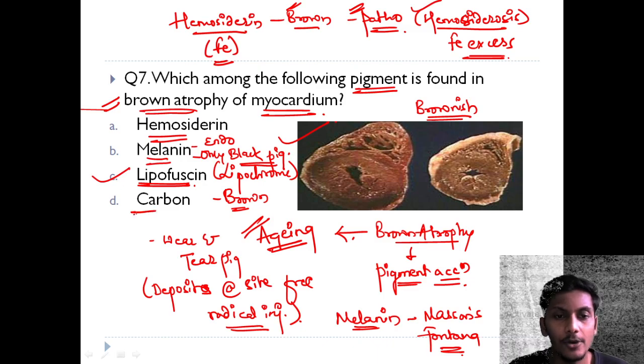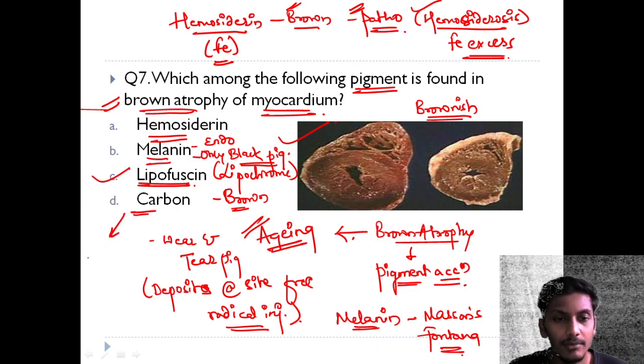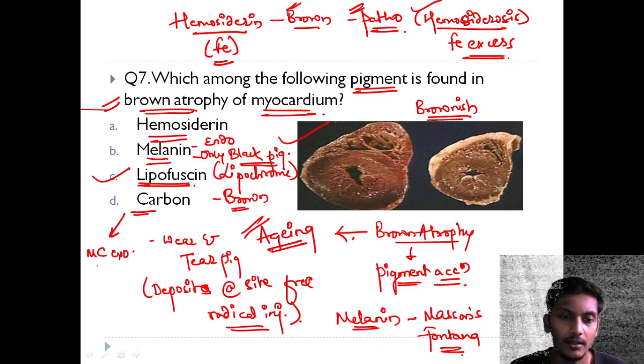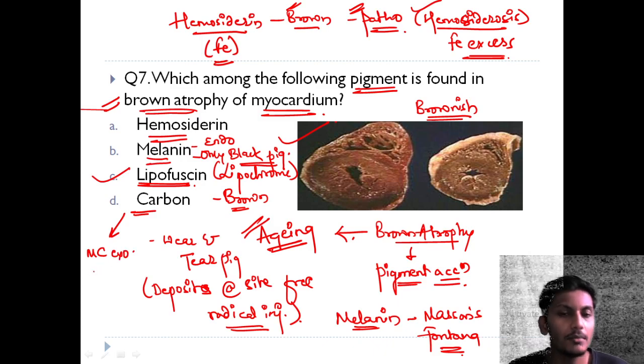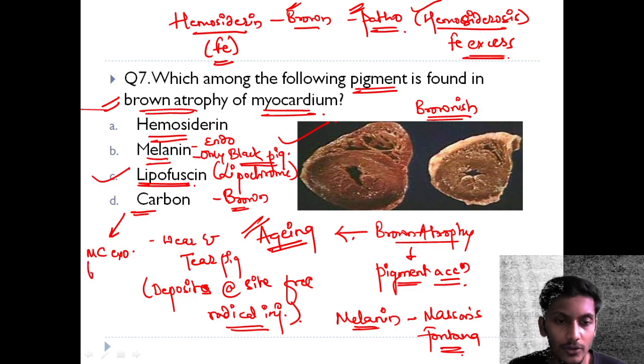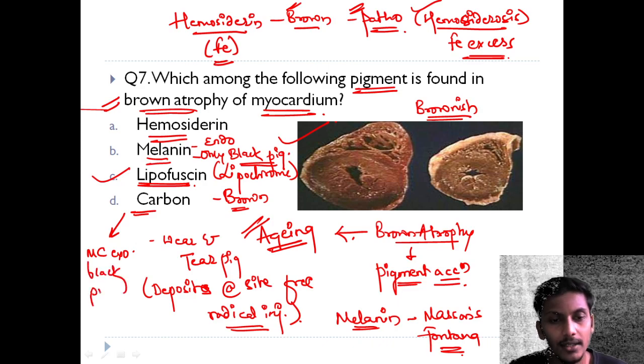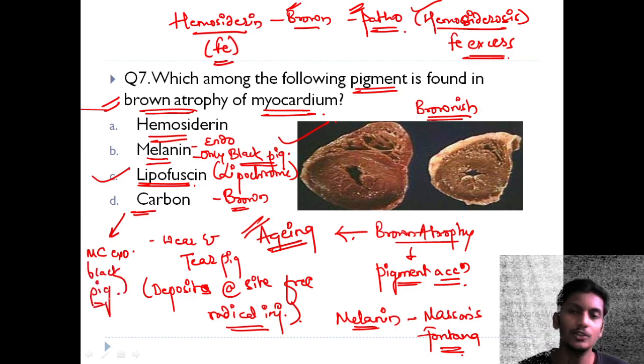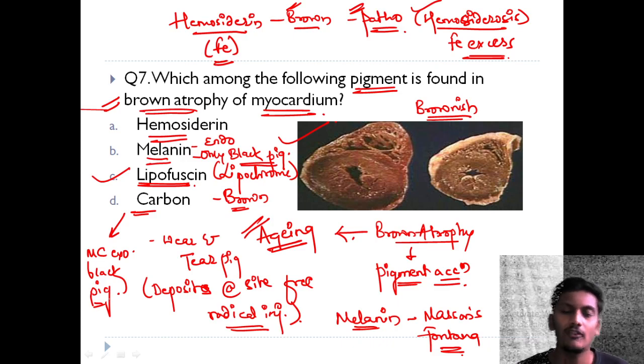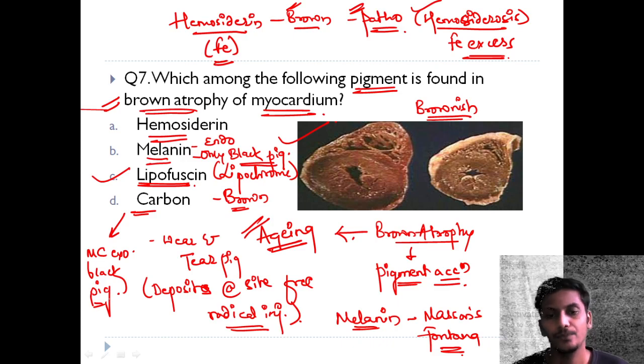And one important point about carbon also. Please remember, carbon is the most common exogenous black pigment which is accumulated inside the body. It leads to a condition known as anthracosis, which we have already discussed in respiratory pathology, right?